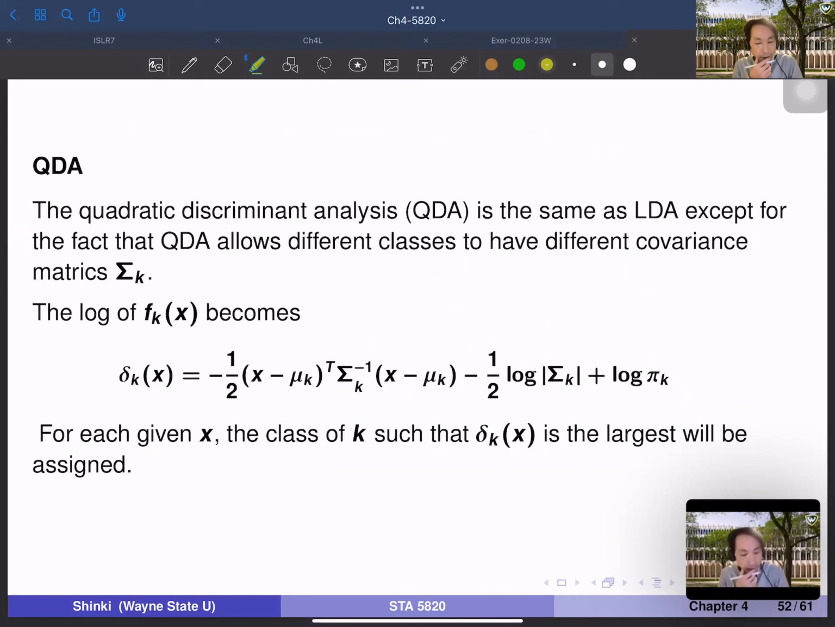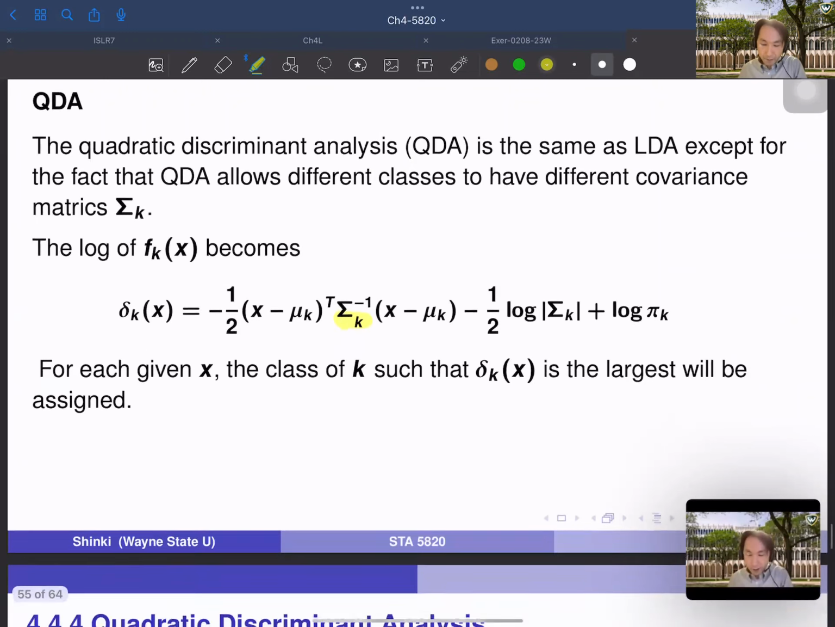Okay, so the next one is QDA, quadratic discriminant analysis. This is similar to linear discriminant analysis, but the only difference is that for each group we fit a normal distribution, and in QDA the variance-covariance matrix is not necessarily the same across different groups.